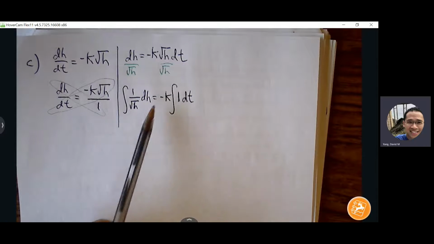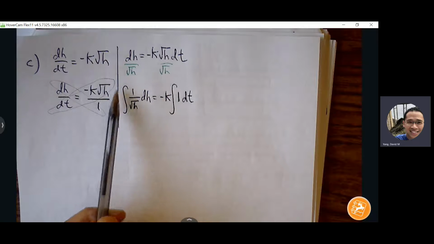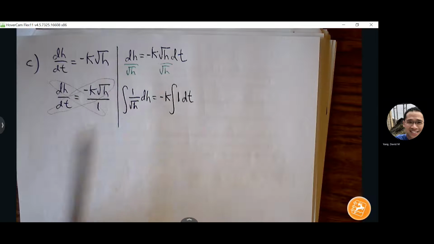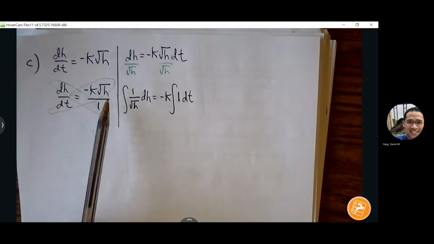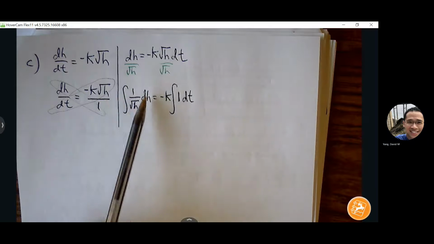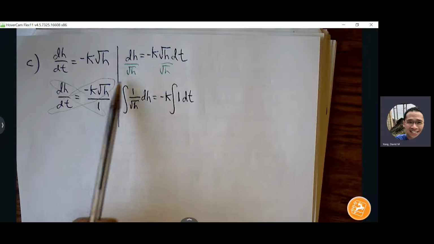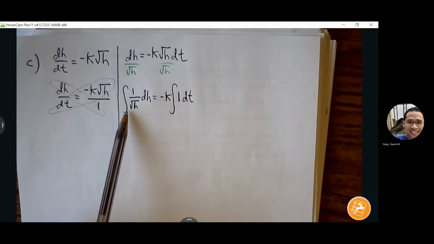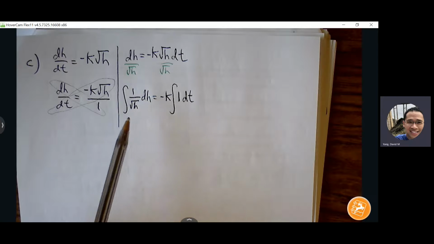Okay, so let's think about the rules here. How would you approach the left side? What rule can we use on the left side to find the antiderivative? Yeah, we have to rearrange it, and eventually we're going to apply what rule? Power rule. Good. But a couple of things have happened, right? The root h has to be rewritten. The h has to come onto the top.